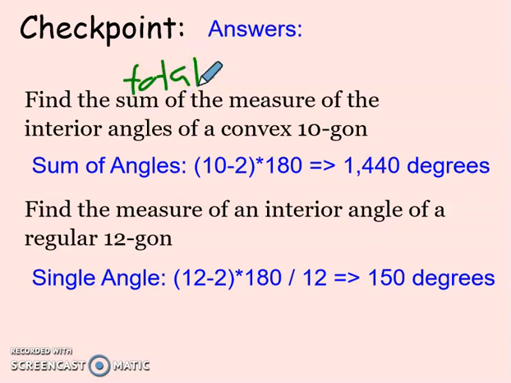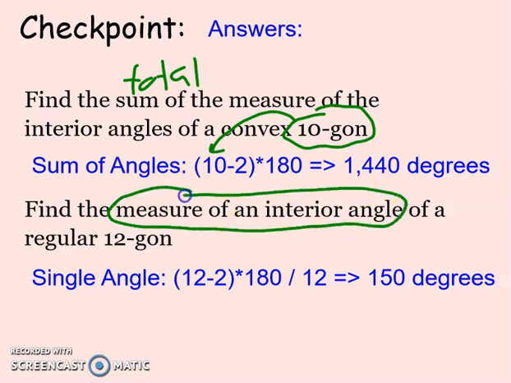Okay, so we have the number of sides, which is 10, of an n-gon. It just means a polygon with 10 sides. 10 minus 2 times 180, we get 1,440 degrees. And then find the measure of an interior angle. Remember, it's a measure of an interior angle, not the sum. So we have a 12-gon, so we do 12 and then divided by 12 as well, and we get 150 degrees.